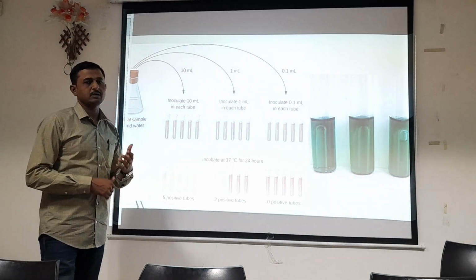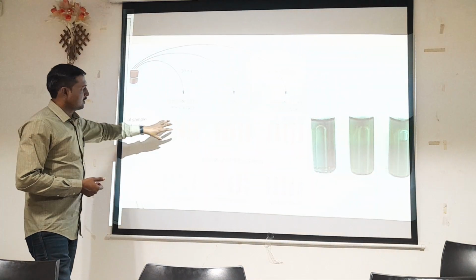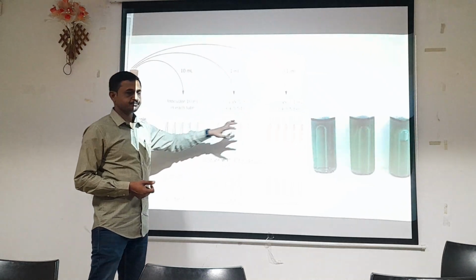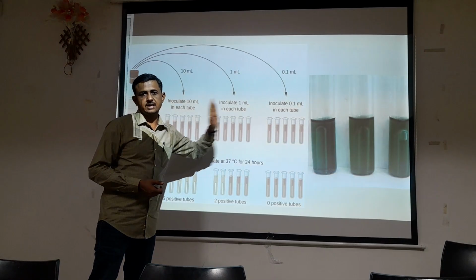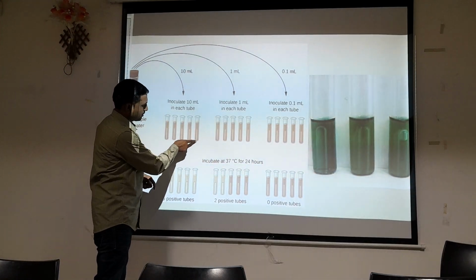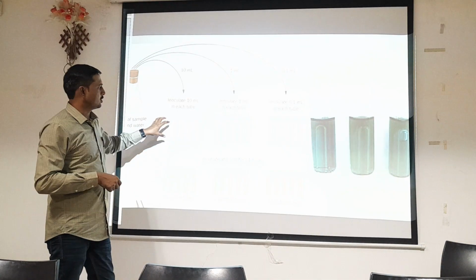This is a diagrammatic representation of the presumptive and confirmatory tests. Here you have to collect the water sample. You have to prepare 3 sets of test tubes containing double strength lactose broth, single strength and single strength lactose broth. In white color you can observe a Durham tube, which is inserted inverted in the tube.